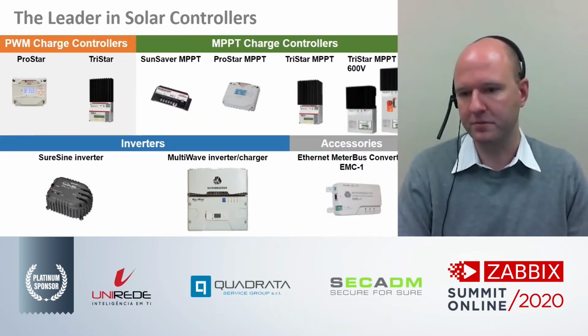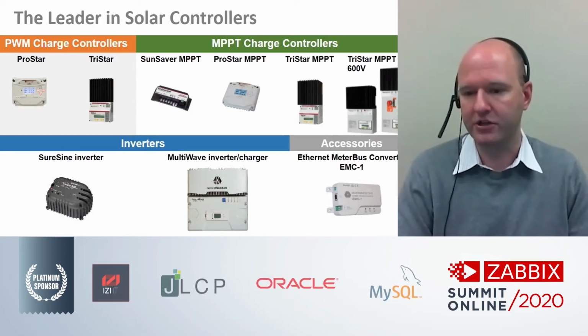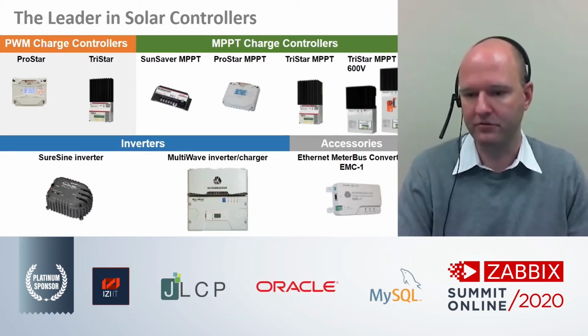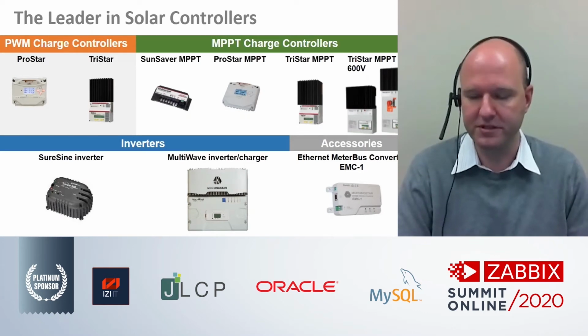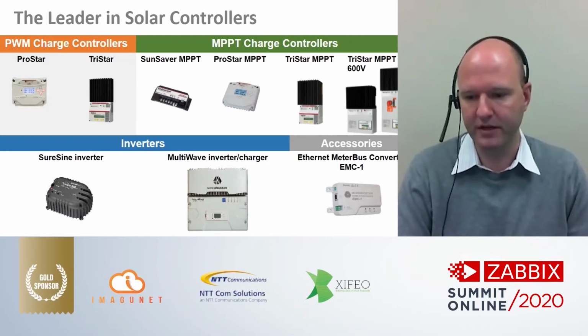These generally provide protocol conversion, hardware interface adapters, and other items that can control relays to provide system control or actuate additional components in a remote off-grid system. The one we'll be talking about specifically today in more detail is the EMC1. This is Morningstar's Ethernet meter bus converter.